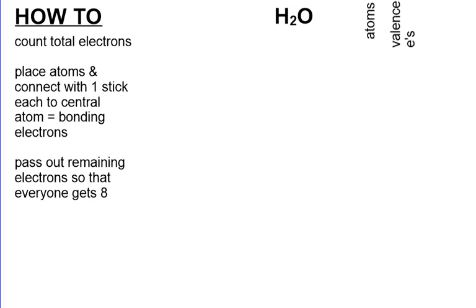And each to the central atom, each of the sticks going between atoms is going to bring us 2 electrons. And the 2 atoms will share those 2 electrons. And so we count those electrons for both atoms when we're counting how many each atom has. And then we pass out the remaining electrons so that everyone gets 8. So let's make this make sense now.